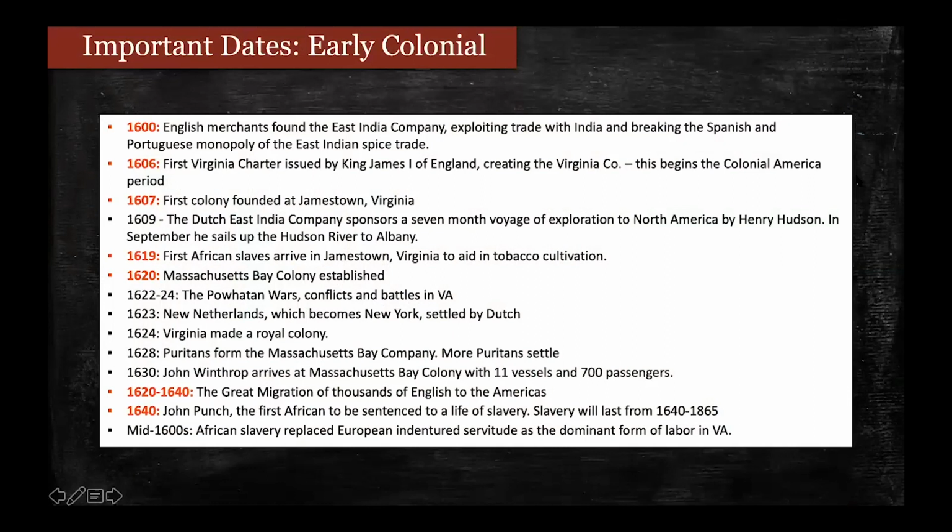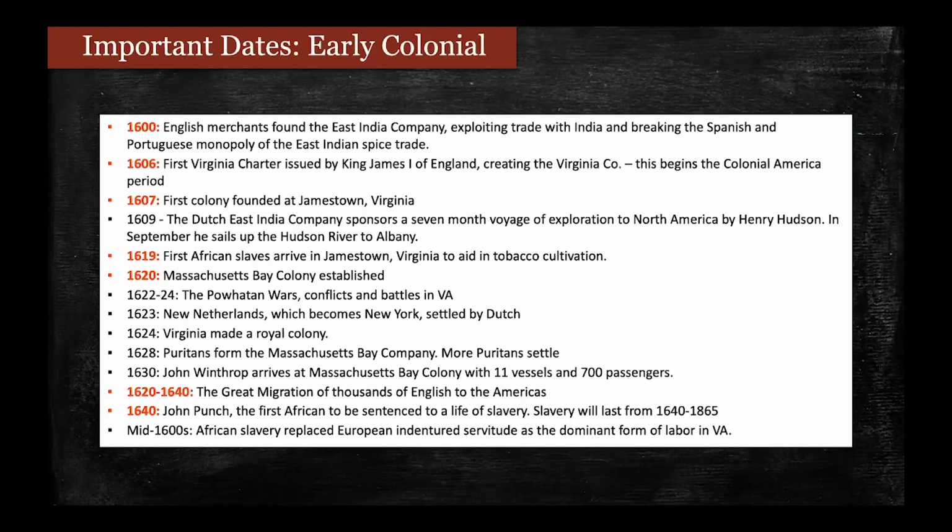Here are some key dates, and I'll briefly go over these. In 1600, now this is 108 years after Columbus, and 71 years after Cortez lands at Veracruz to conquer the Aztec Empire. 1600, English merchants found the East India Company, exploiting trade with India and breaking the Spanish and Portuguese monopoly of the East Indian spice trade.